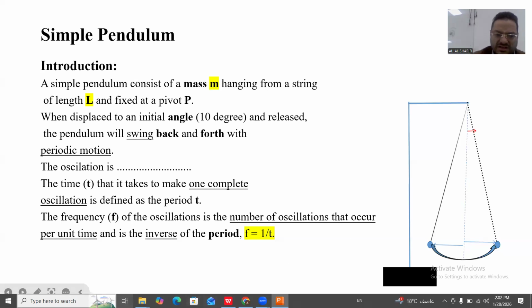The frequency of the oscillations is the number of oscillations that occur per unit time, and it's the inverse of the period.